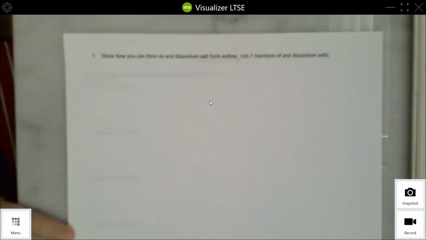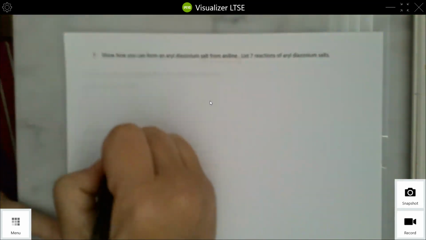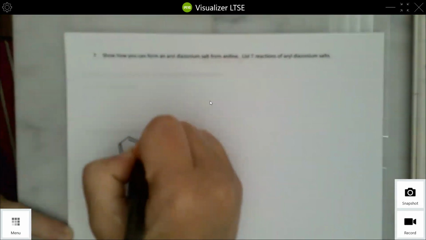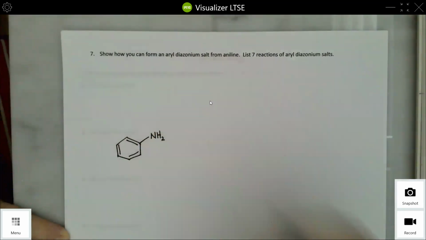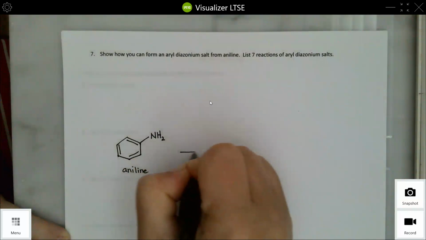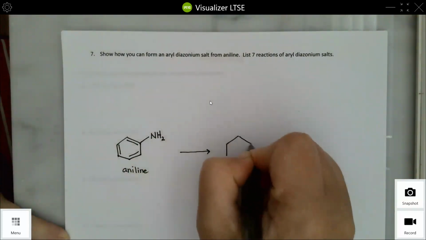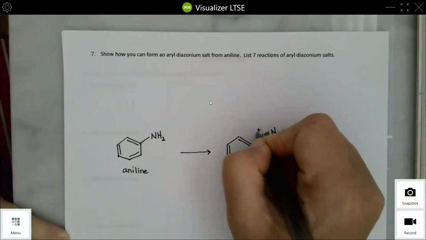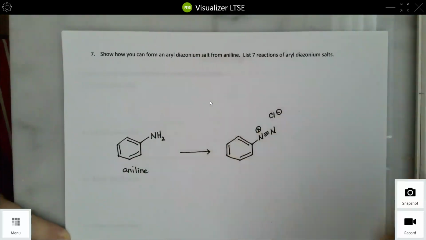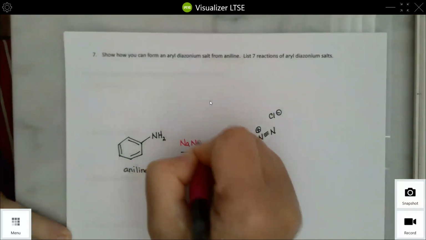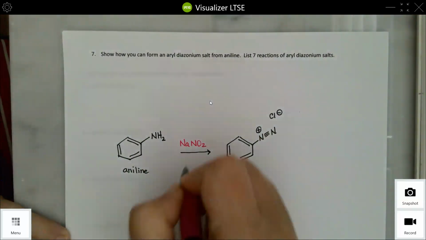diazonium salts. Okay, so if we start from aniline, remember aniline is NH2 or an amine attached to an aromatic ring, right? So this is aniline. And we can form aryl diazonium salts from aniline. And that looks like this. And the conditions for that are NaNO2 and HCl.